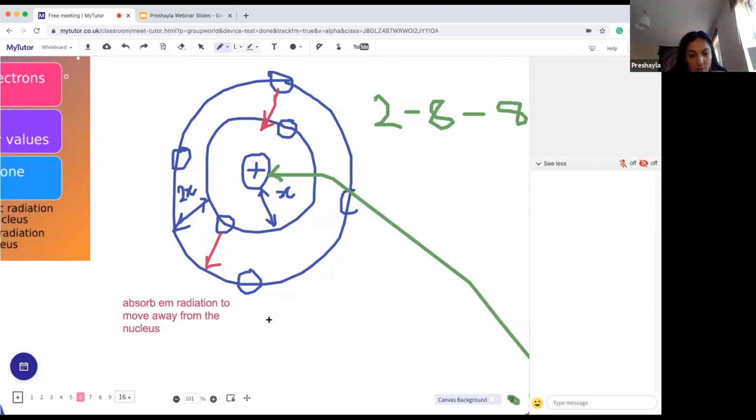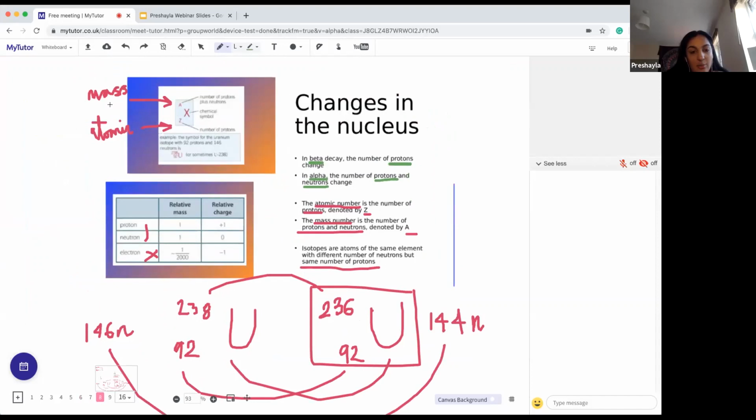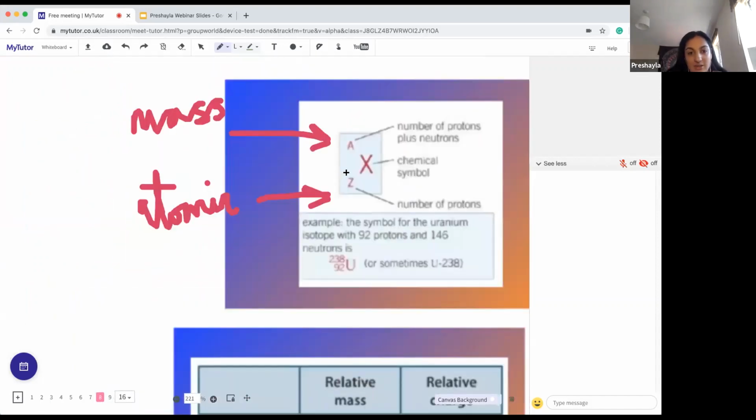Is the atomic number always on the bottom? Yes, it is. The atomic number is always on the bottom. This is the standard procedure for writing out elements. Atomic is on the bottom, mass is on the top.